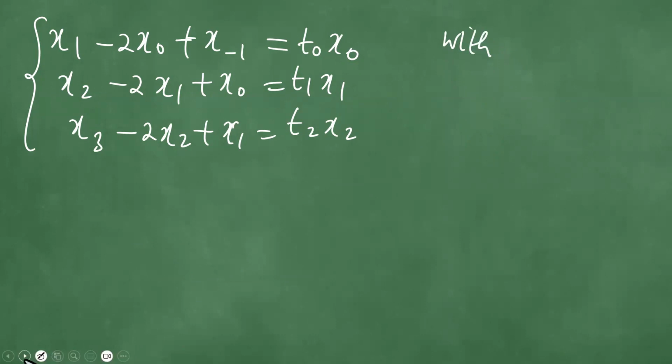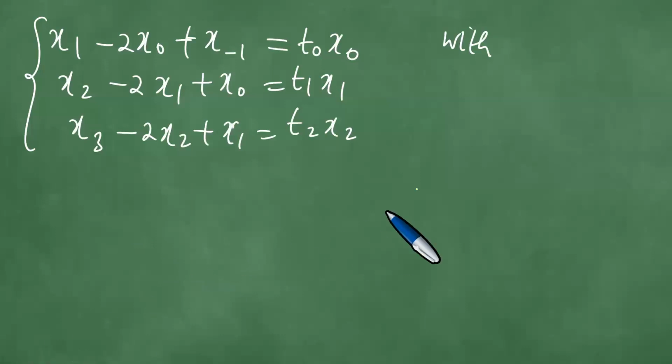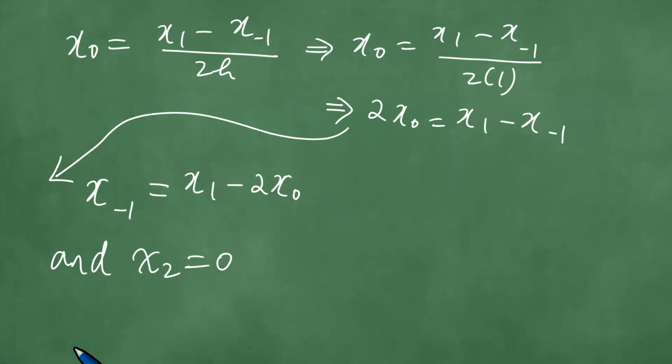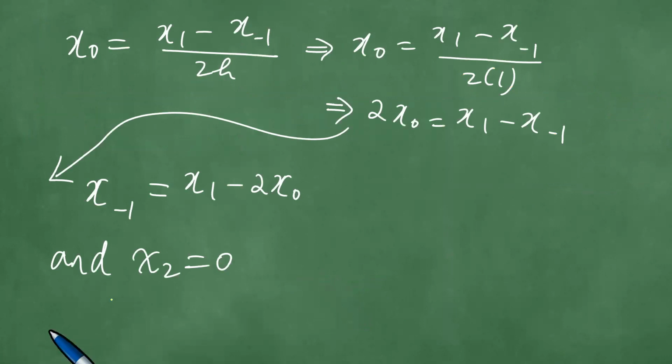With the rest of the other things, I'm going to write them in yellow. Like this one here, x subscript minus 1 is x1 minus 2x naught. Okay, what else? We also have x2 is 0.